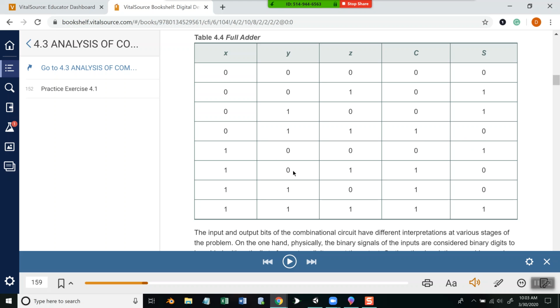1 plus 0 plus 1 is 2, in binary is 0 with a carry of 1. 1 plus 1 plus 0 is 2, same thing. 1 plus 1 plus 1 is 3, which is in binary a 1 with a carry of 1. So that just shows them.